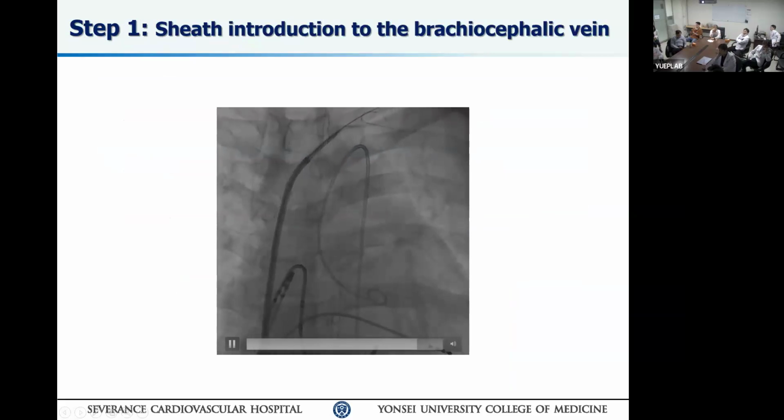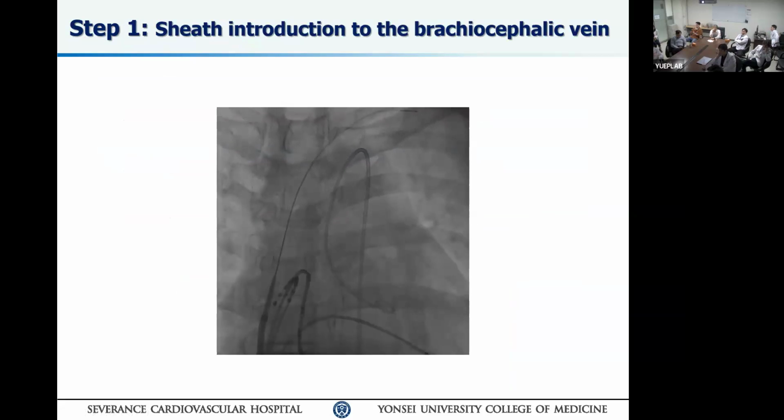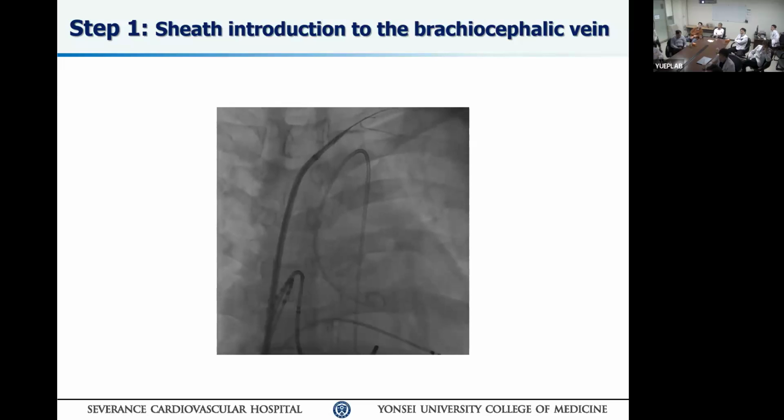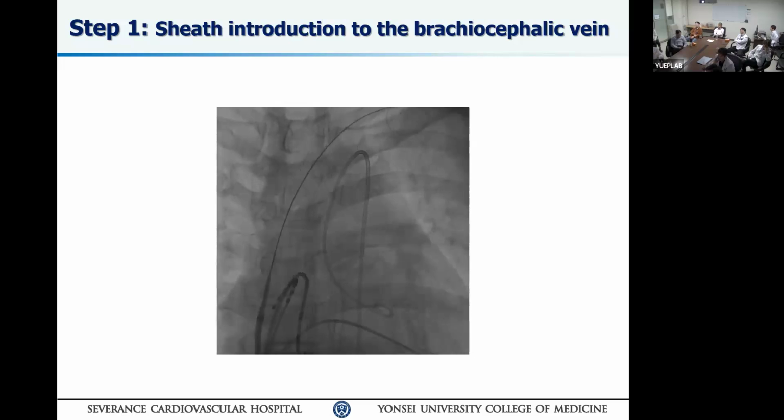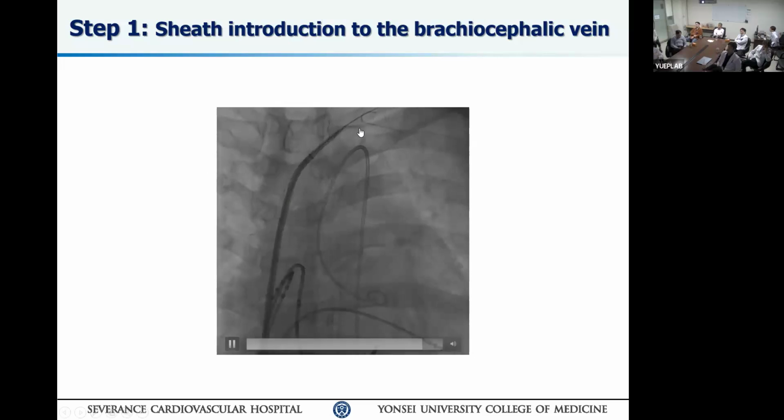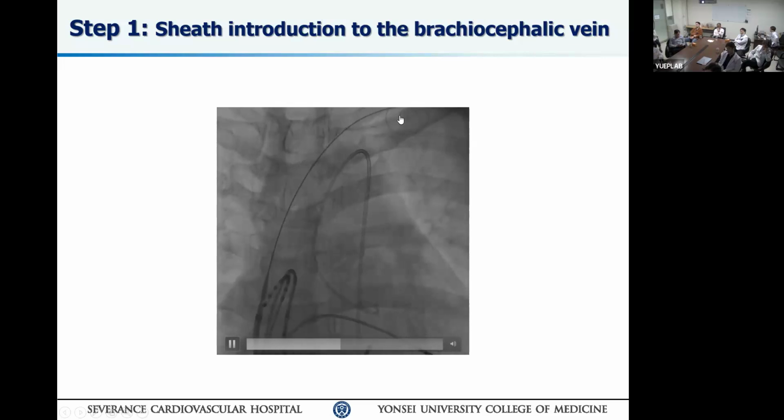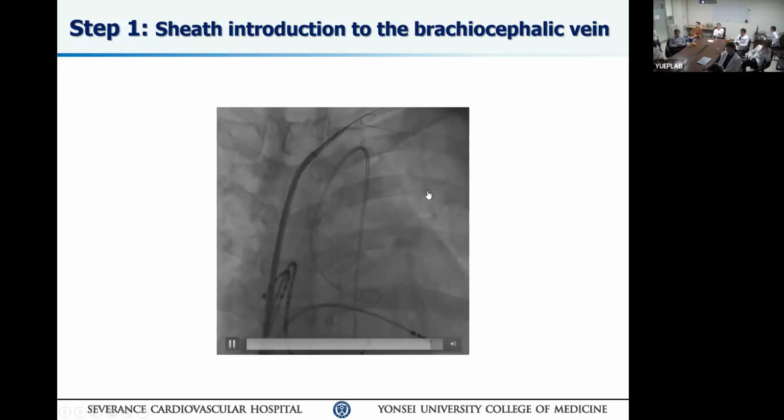Firstly, before you perform the transseptal puncture, you engage the brachiocephalic vein with the guide wire at the PA view, and you put the guide wire in the brachiocephalic vein, and through that guide wire, the SL sheath goes up into the brachiocephalic vein.